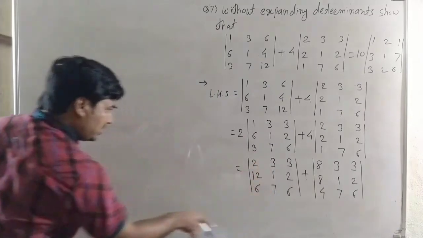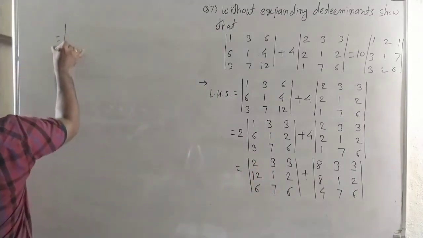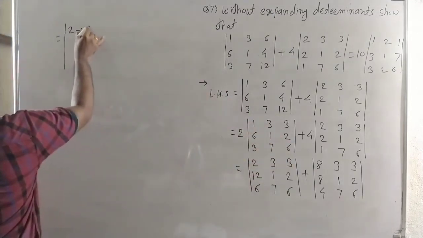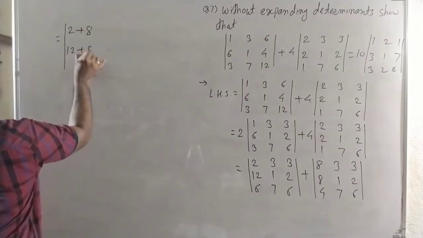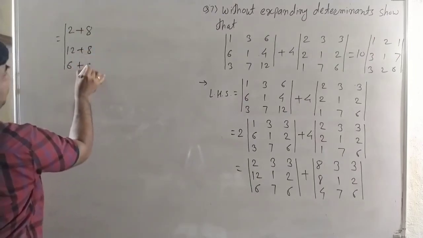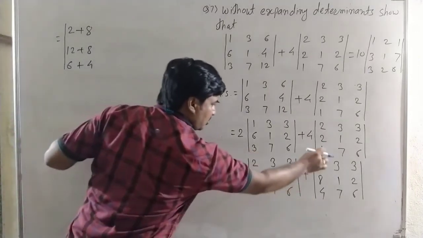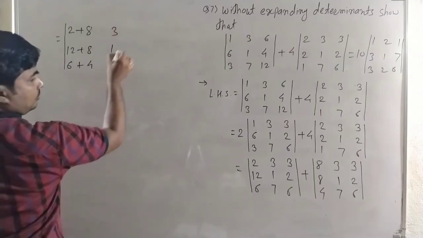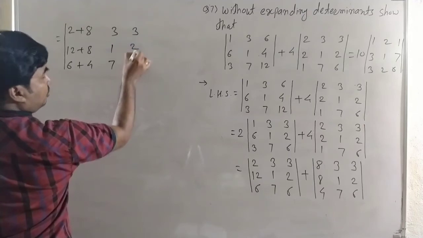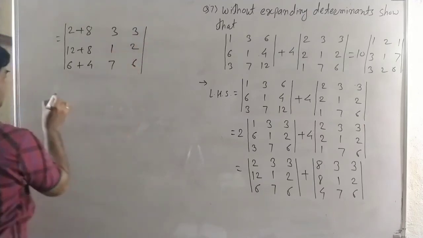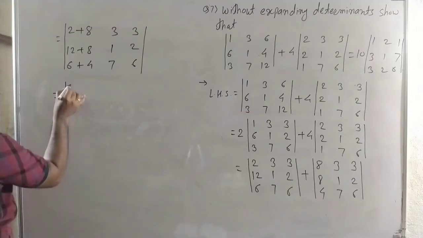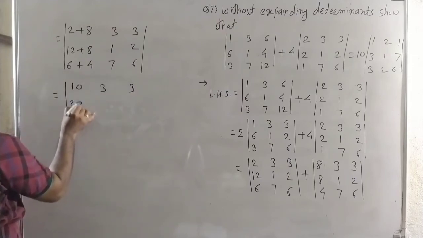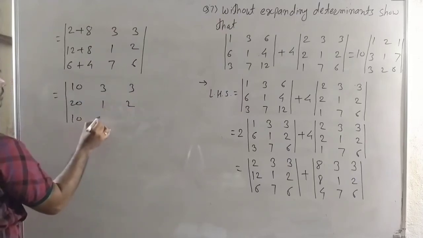Okay, here this determinant can be written as follows, see carefully: 2 plus 8, 12 plus 8, and 6 plus 4. Here we are adding in column 1, and the second and third columns stay as they are, 2, 1, 7, 3, 2, 6. Now this can be written as 10, 3, 3, 21, 2, 10, 7 and 6.